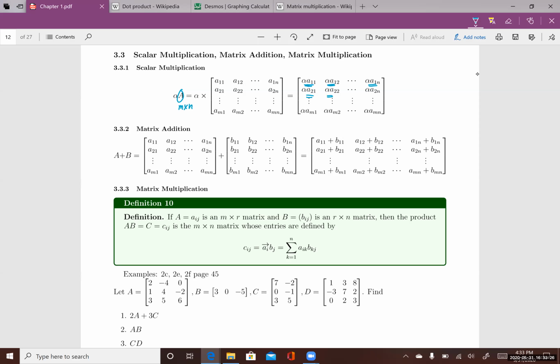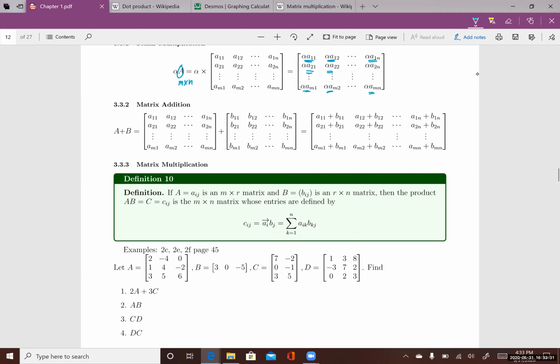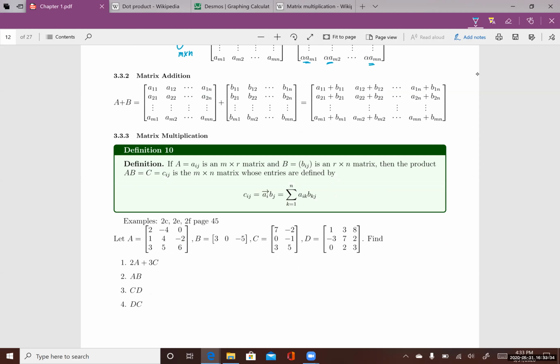Every single entry of a matrix. Okay. And then if you add two same-size matrices together or subtract them, then A11 plus B11 will be the result of the first entry, in the first column and first row, of the sum or the difference matrix.